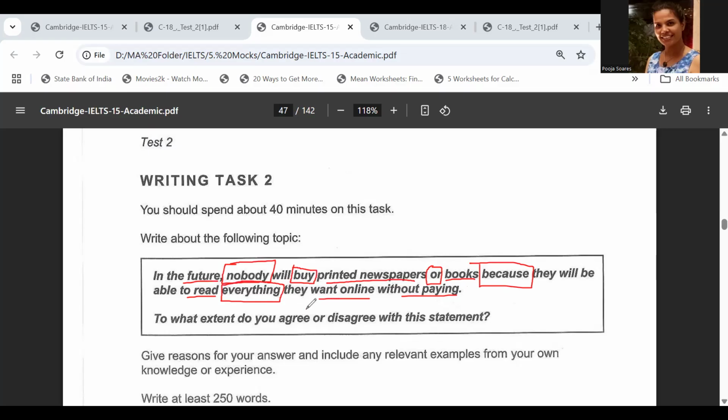Now I have to either agree or disagree, but I also have to say to what extent. That means I have four choices: I completely agree, I completely disagree, two extremes, or I partially agree, or I partially disagree. Now let's see what the candidate wrote.